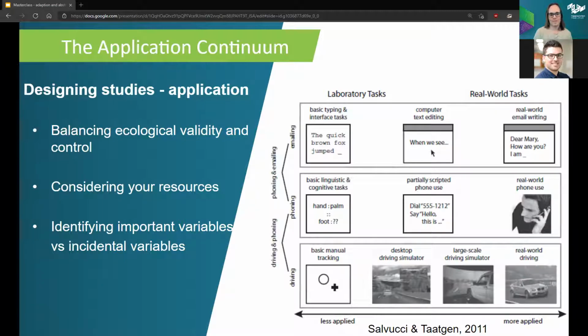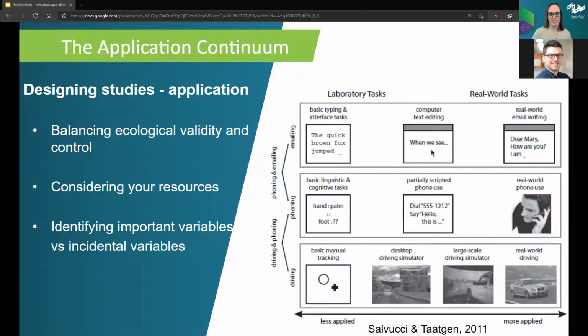So let's take an example that Salvucci and Taatgen use. They give a bunch of examples, but one task they want to look at is phone calls. If you're imagining the most applied version of a phone call that you could possibly measure in a lab, that you could possibly do research on, this is just the most ecologically valid version of a phone call. It's just a real phone call, no modification from the researcher, no intervention, no experimental control.